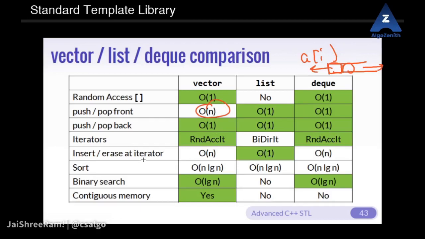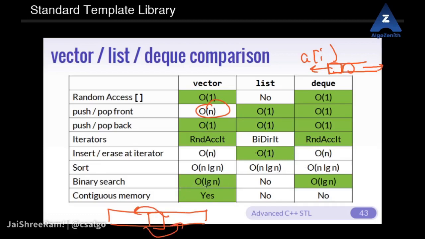So insert and erase at an iterator. Given some iterator, if you have to remove, for vector and deque it takes order n, because if you have to remove some element that is in between, let's suppose you have some sort of array and you have to remove an element from the middle and join them back. Doing this operation takes order n in both vector and deque, but list optimizes this, because in list you have to just change 2 pointer links and that will work. Okay, sorting in all of them takes n log n.